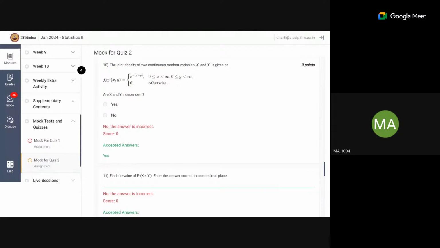Keep your mic unmuted if you are not speaking. The x is equal to y line, and then just integrate it. Is this question related to our previous one, question number 10? It was not clear.